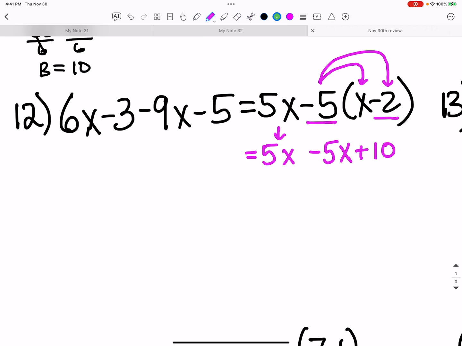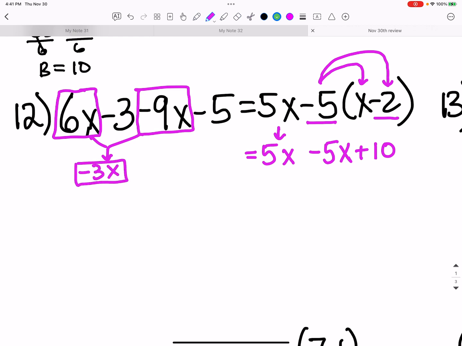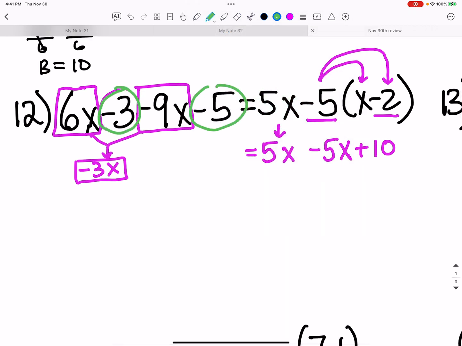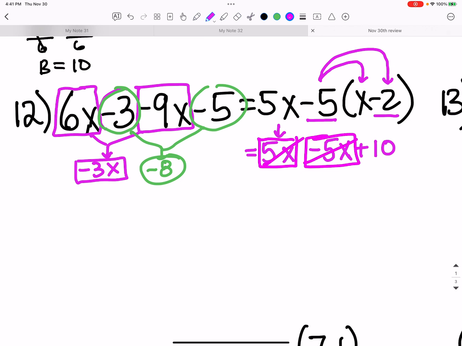On this side, I'm going to start taking care of some things also. We've got 6x's and we've got -9x's. So really on this side, I'm just going to combine them into one. We've got -3x's. We've got -3 and -5 on the same side, so really what we have over here is -8. Something else I see, I've got +5x's and -5x's on the same side. So really they just cancel each other out. That's 0. They got rid of each other.